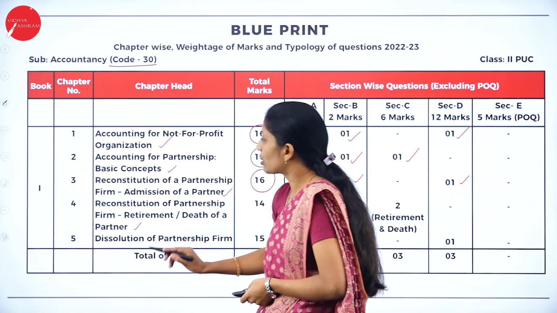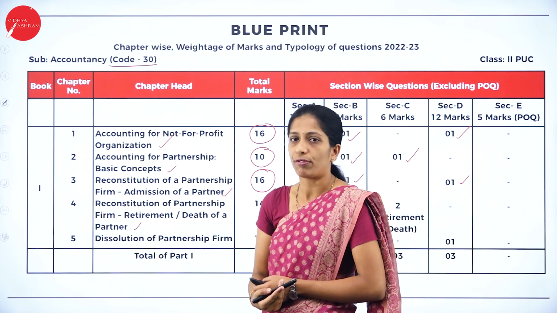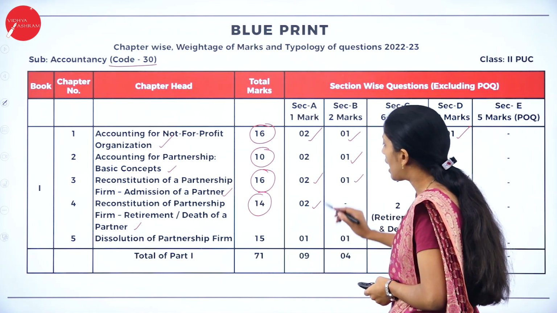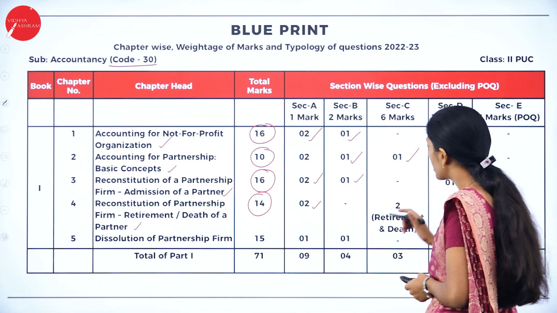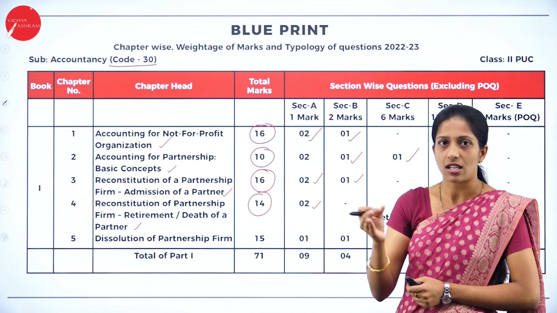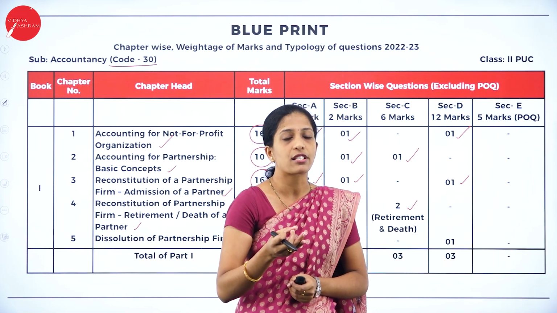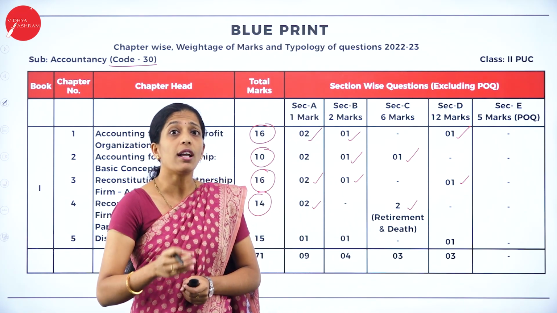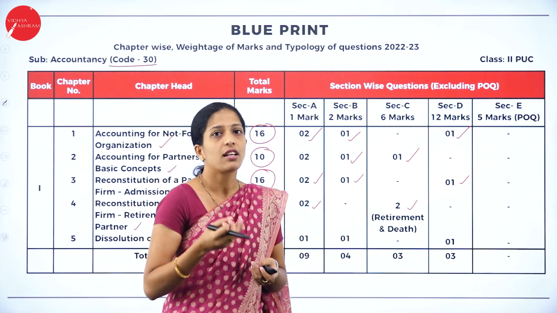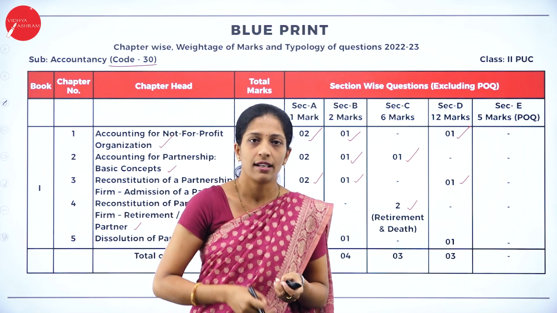Next, coming to the 4th chapter, reconstitution of a partnership firm, under that retirement or death of a partner, the total weightage is 14 marks here. Once again, they'll ask you 2 questions of 1 mark as well as 2 questions of 6 marks. So 1 question will be from retirement, that is a 6 marks question, and 1 question will be from death of a partner. Normally they'll ask you deceased partner capital account or deceased partner executor account for 6 marks. And from retirement, you can expect a question on either gain ratio or new profit sharing ratio under retirement.